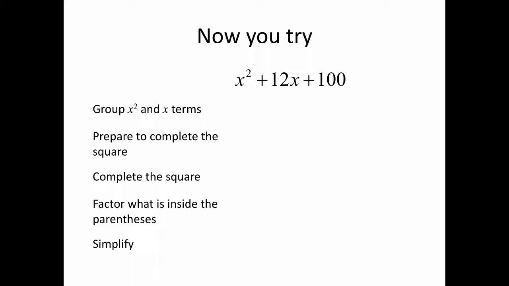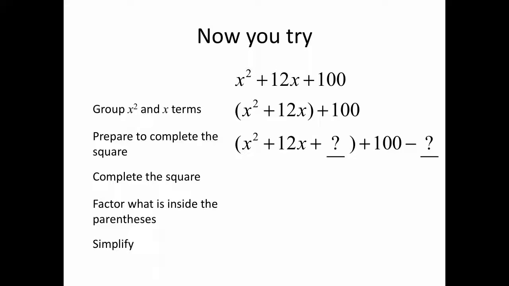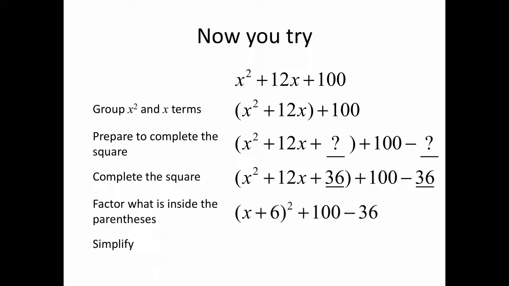Okay, so as we did before, we'll group the x squared and x terms, open that space both inside and outside the parentheses, complete the square, adding 36 inside the parentheses, subtracting it on the outside, factor what's inside the parentheses to x plus 6 squared, and then simplify the constant term.